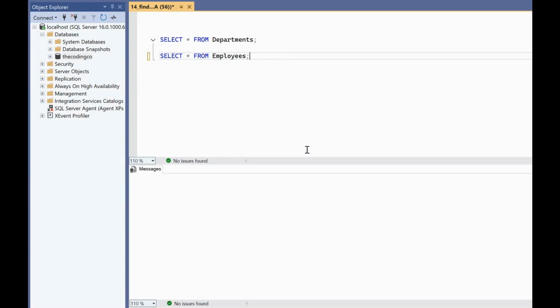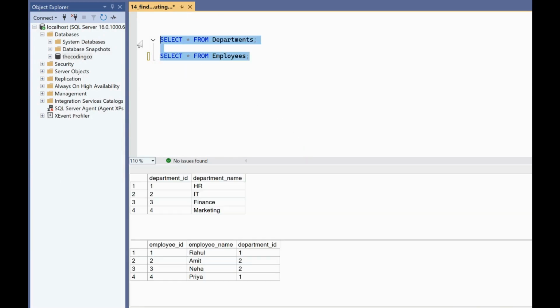First, let's look at the data. We have two tables. The first table is departments and the columns are department ID and department name. And the data looks like this. Now the second table is employees and the columns are employee ID, employee name and department ID. And the data looks like this. Now if we analyze the data carefully, HR has employees, IT also has employees, but finance and marketing do not have any employees. And those are exactly the departments we want to find.